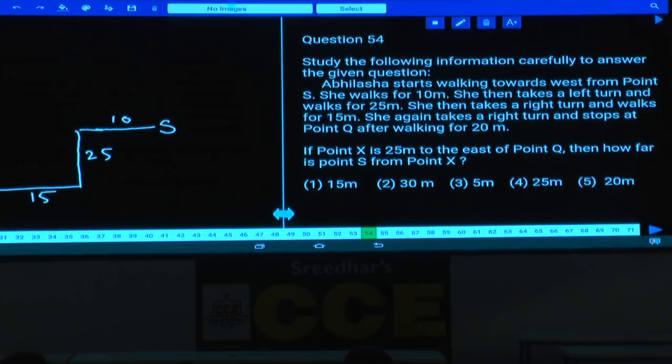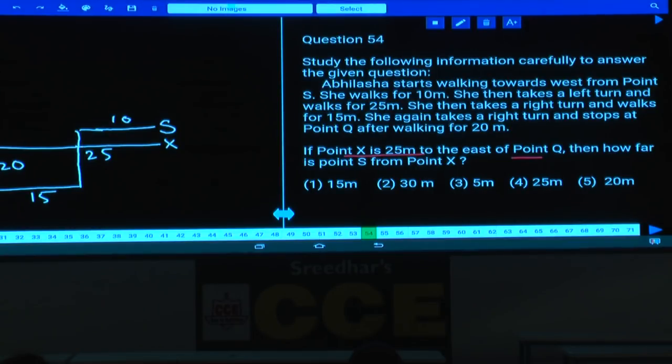What is the distance here? She covered 15 meters. She again takes a right turn and stops at point Q after walking 20. From here, what is the distance she covered? She covered only 20 and reaches point Q, isn't it? Then, point X is 25 meters to the east of point Q. From here, 25 meters means from here to here it is 15, here to here it is 10, hence 15 plus 10, in total 25, and X is 25 meters to the east of point Q. X is here.